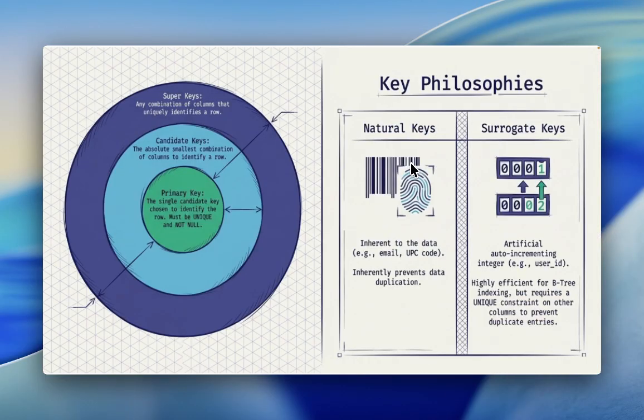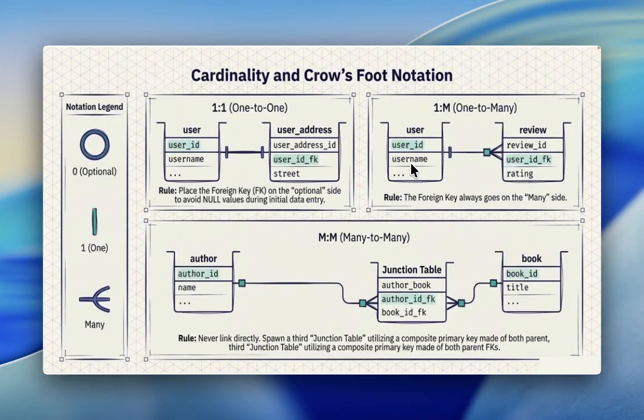Super key, any combination of columns that you need to identify a row. Candidate key, the absolute smallest combination of columns to identify a row. Primary key, the single candidate key chosen to identify the row; it must be unique and not null. Natural key, inherent to the data, example email or UPC code, inherently prevents data duplication. Surrogate key, artificial, auto-incrementing, example user ID, highly efficient for B-tree indexing but requires a unique constraint on other columns to prevent duplicate entries.